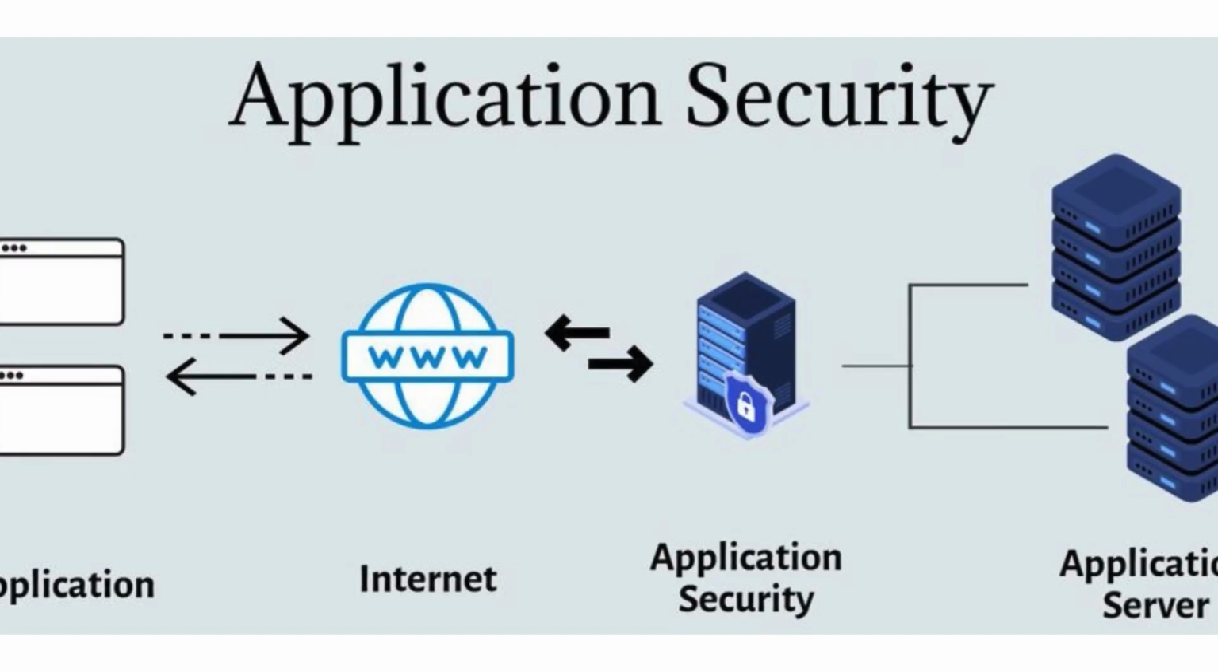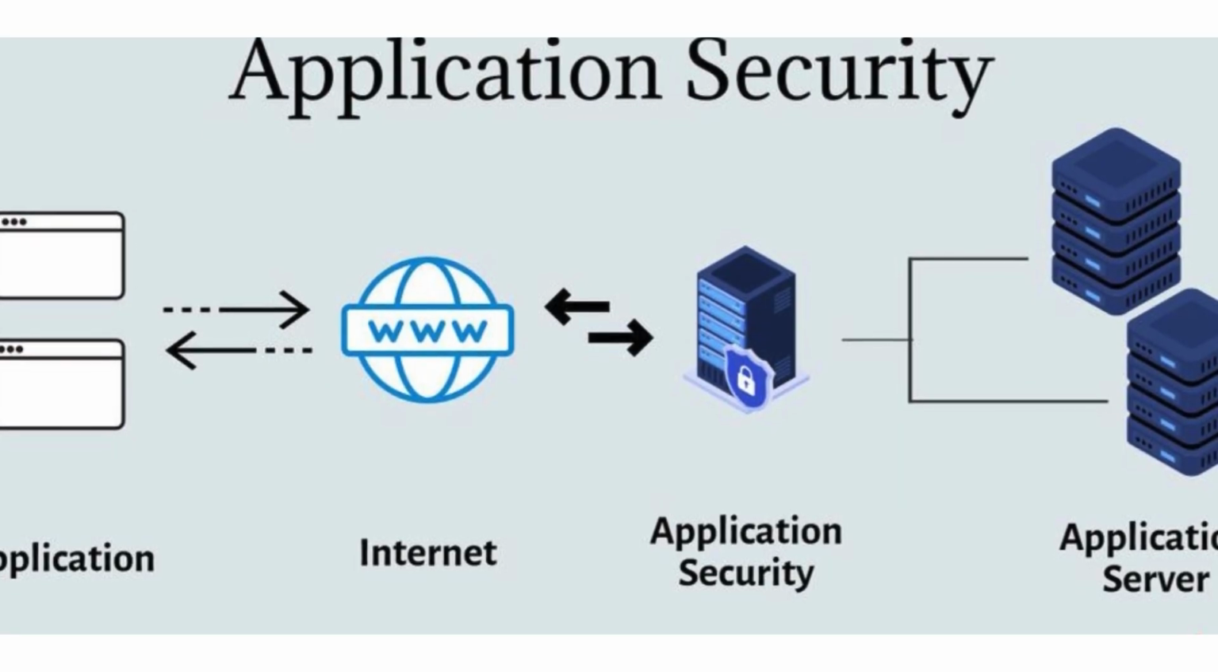This diagram shows the basic overview of application security. Here is the application which we will deploy and use, and it is connected to the internet, and in the internet we have application security, which safeguards the application server. So between the internet and the application server there is a layer called application security. If it is not there, then the server may get affected and we get the threats.